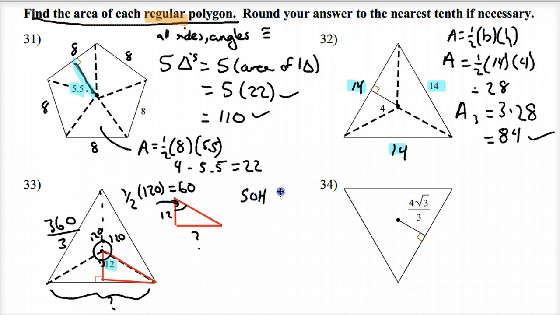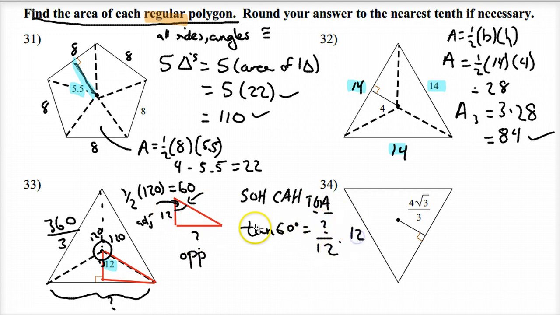So let's see. SOHCAHTOA. For me to calculate this, here's my angle. So this side is the adjacent, and this side is the opposite. That means I'd be using tangent. So there's tangent. The angle is 60 degrees, and the opposite over adjacent, because TOA means opposite over adjacent, is going to be question mark over 12. Now from here, I just multiply both sides by 12. Let's see what we get. So 12 times tangent 60.